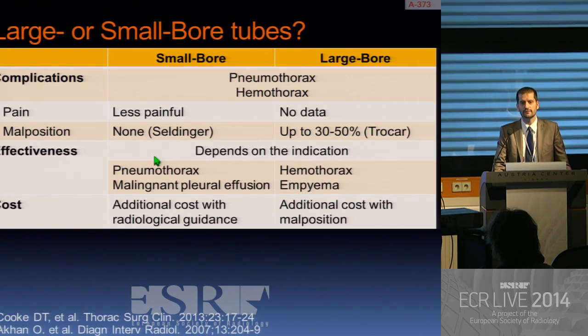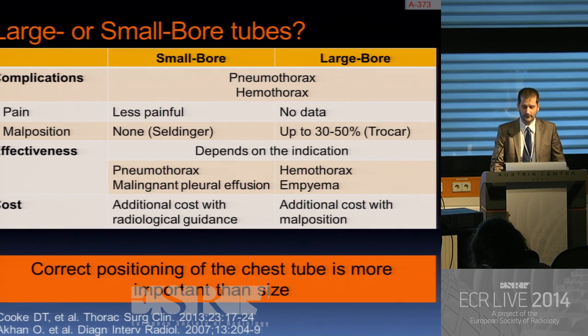The effectiveness of the different kinds of tubes depends on the indication. The best results with the small bore tubes are in cases of pneumothorax or malignant pleural effusion. The best results with large bore tubes are in cases of hemothorax and empyema. It is published that small bore catheters inserted with radiological guidance have an additional cost. But the cost of large bore tubes is increased in cases of malposition. The message that we can take from this is that correct positioning of the chest tube is more important than size.